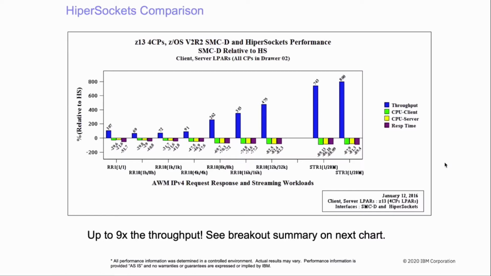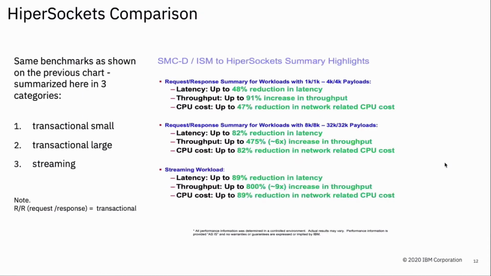This next chart, if you don't like the bar graphs, just puts it in English, and it basically breaks it into 3 categories: transactional small data, transactional medium-sized data, and then finally it summarizes the savings for streaming workloads. So again, SMC-D is about performance, and performance of an order of magnitude that is fairly significant for you.